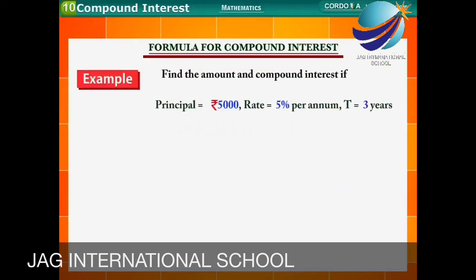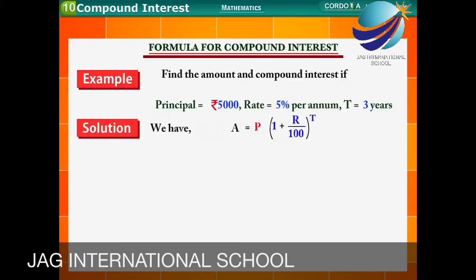Example: find the amount and compound interest. Principal is equal to rupees 5,000. Rate is equal to 5% per annum. T is equal to 3 years. Solution: we have A is equal to P into 1 plus R upon 100 raised to the power T.